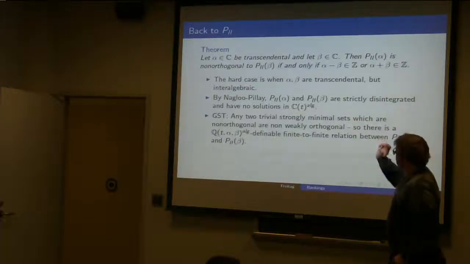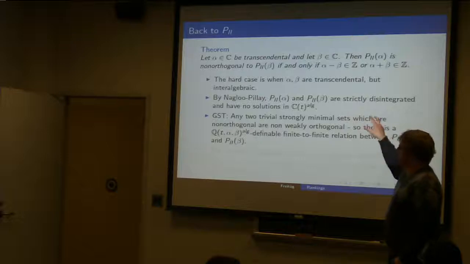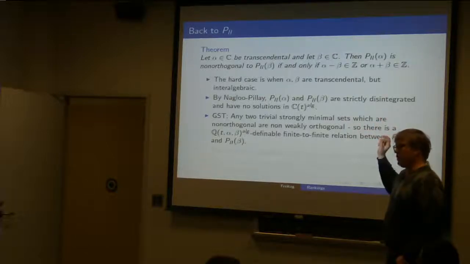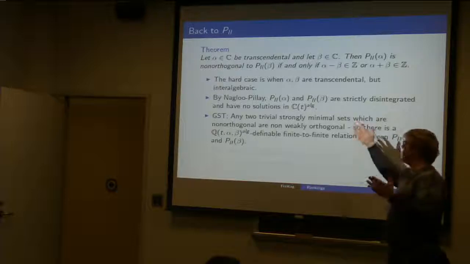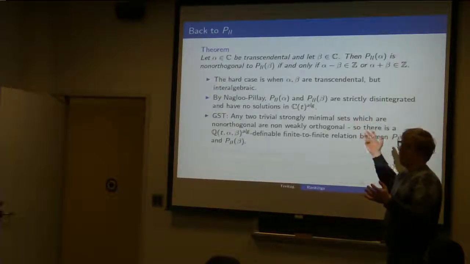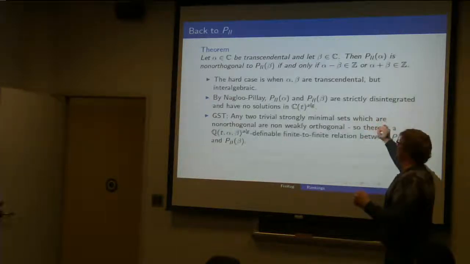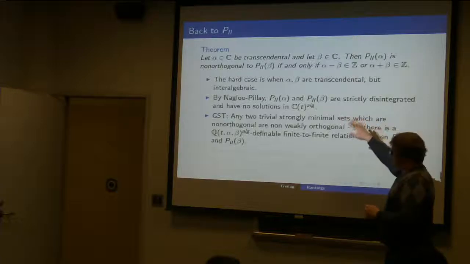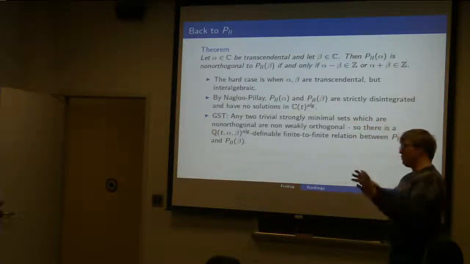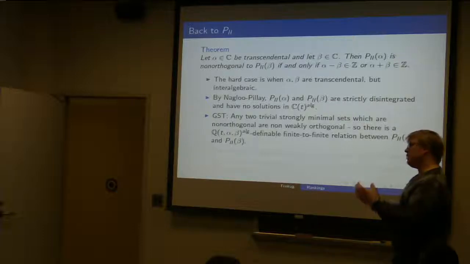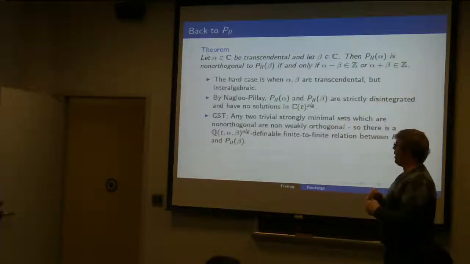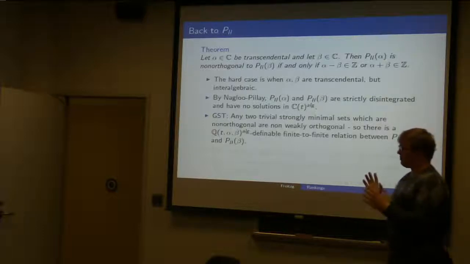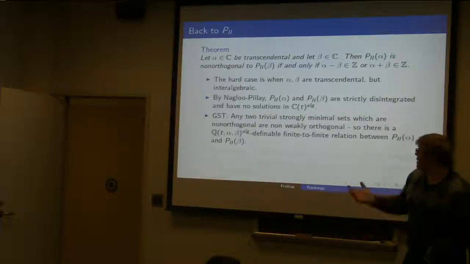As I say, the hard case is when both of those are transcendental, but they might satisfy some algebraic relation. Of course, you have to do all of the cases to do the proof, but I'm going to explain the hard case, where alpha is transcendental and beta is too. In this case, by Anand and Ronnie's work, these two solution sets are strictly disintegrated, so there can be no algebraic relations between solutions of P2 of alpha. They also know, by work of Murata, that there are no solutions in C(t)^alg. There could be for other fibers.